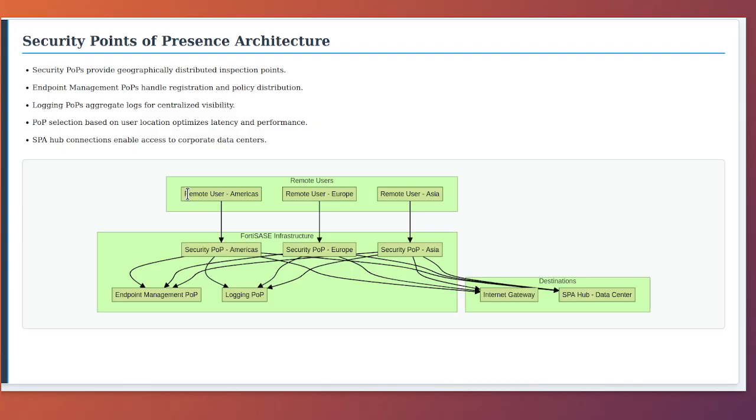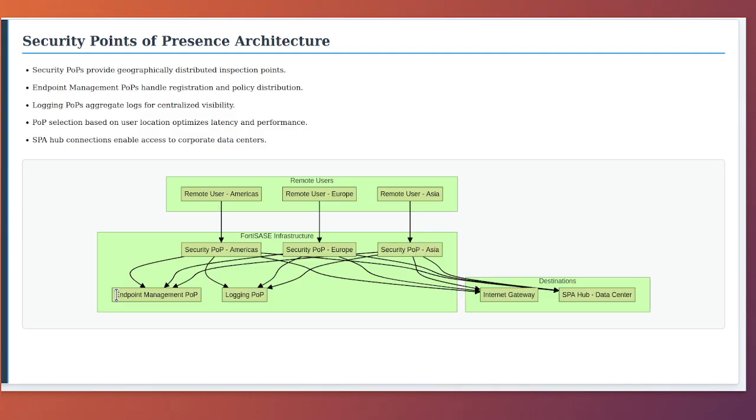Remote users connect through various methods including FortiClient agent tunnels, proxy configurations, or edge devices. Their connection is automatically directed to the nearest available security POP based on geographic proximity and network latency. The security POP contains the core FortiSASE security inspection capabilities. All security features including antivirus, IPS, web filter, DLP, and application control are applied at this layer. Each security POP can handle traffic from multiple remote users while maintaining consistent security policy enforcement.